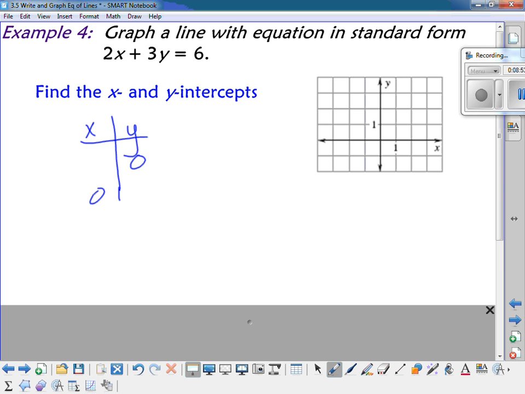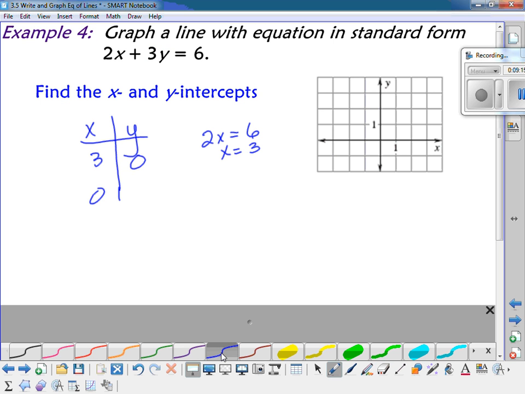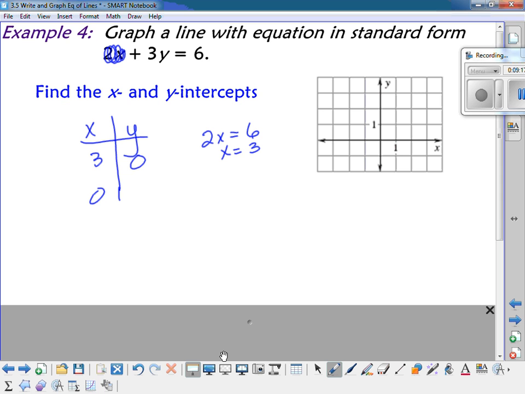So you figure out the value of x when y is 0 and the value of y when x is 0. So if I make y 0, then the 3y just goes away. I'm left with 2x equal to 6, and so x would have to equal 3. And then you do the same thing to figure out the y-intercept. Then 2 times 0 is 0, the 2x goes away. You have 3y equals 6, so y would equal 2.